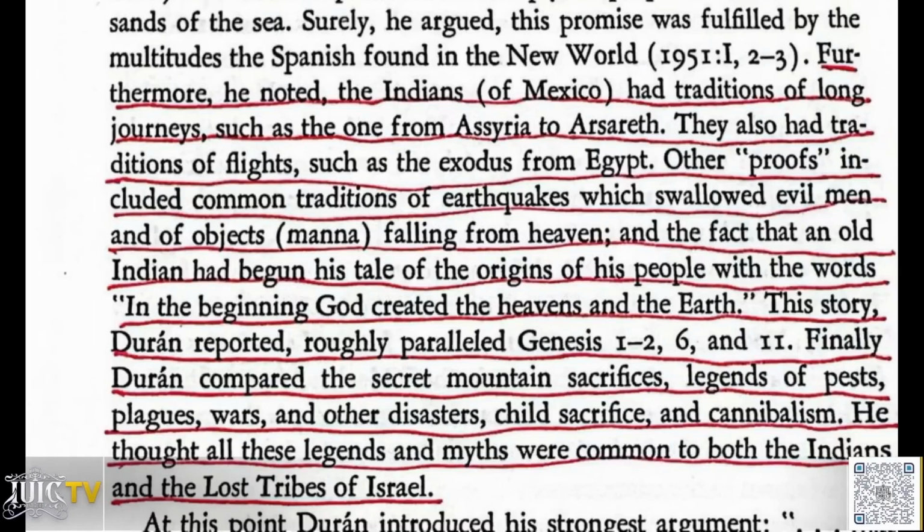And the fact that an old Indian had begun his tale of the origins of his people with the words, in the beginning, God created the heavens and the earth. That's so obvious. This story, Duran reported, roughly paralleled Genesis 1 to 2, 6 and 11. Finally, Duran compared the secret mountain sacrifices, legends of pests, plagues, wars, and other disasters, child sacrifice, and cannibalism.